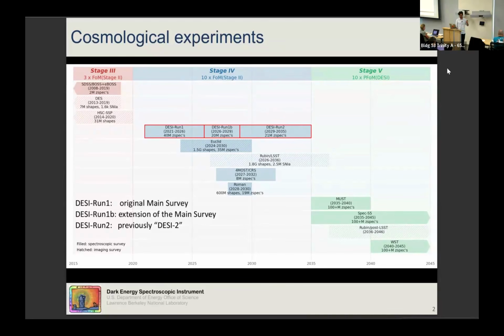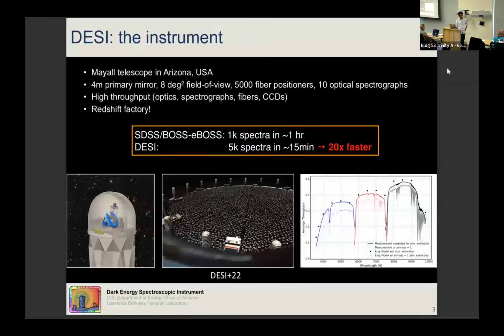So now DAISY, what you know as DAISY, may appear as DAISY Run 1. What we call the extension of DAISY, which has started since this spring, is called DAISY Run B. And what was previously DAISY 2 is now DAISY Run 2. So, yeah, this is all using the same instrument, which is the DAISY instrument. It's a telescope in Arizona, the Mayall telescope.